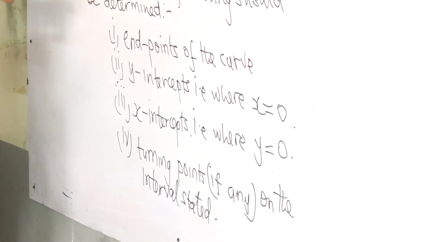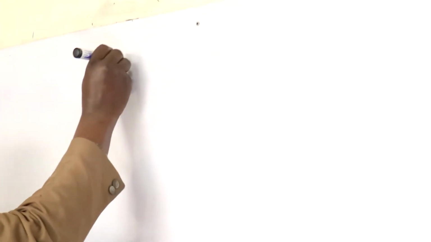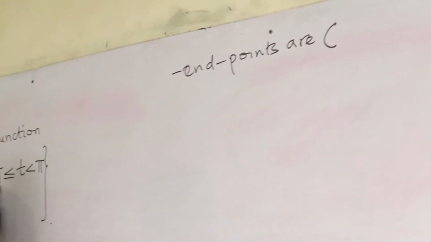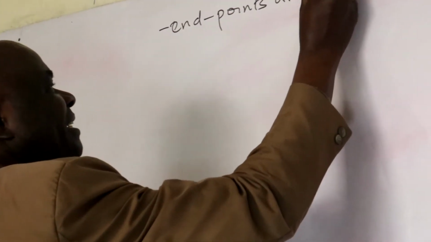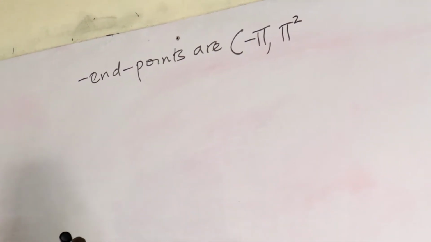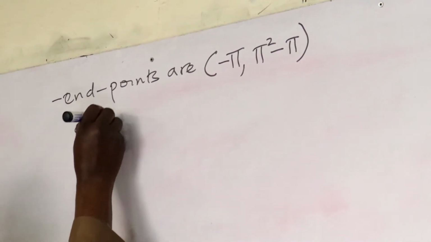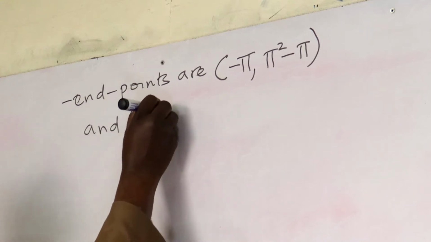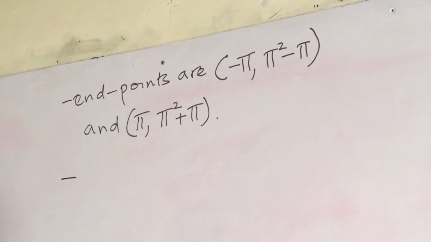So let's now get the endpoints of our curve. When t is minus pi, that will be an endpoint. Our f of t will be equal to what? You insert minus pi where you have t. So when you put minus pi, you'll end up with pi squared, and you put minus pi where there is this t, you'll end up with negative pi. So that is an endpoint. And when t is positive pi, f of t will be pi squared plus pi. Those are the endpoints.